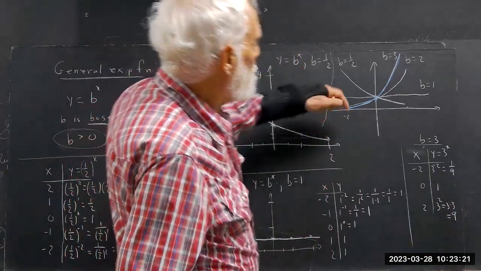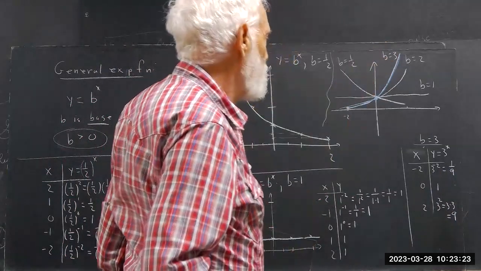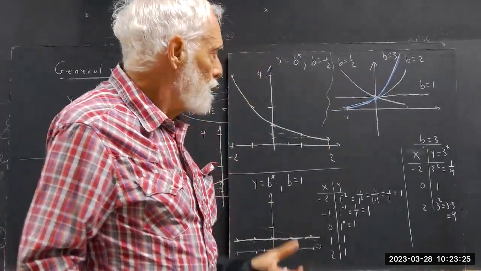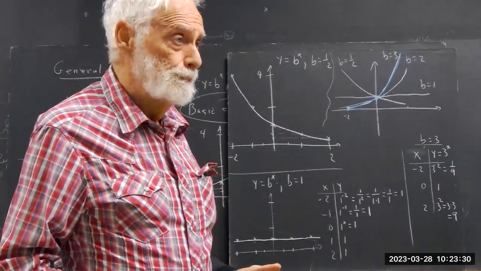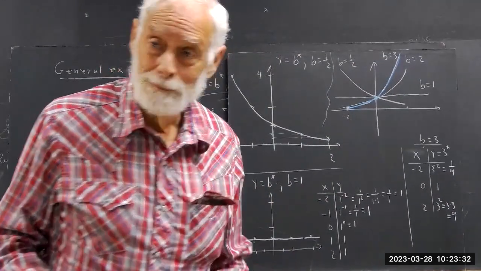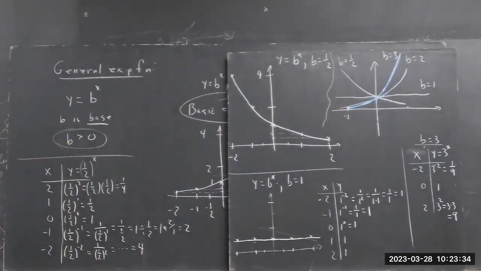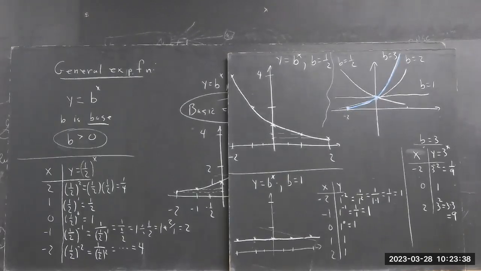Okay. So now you've got the b equals 3 graph. The question I want to ask now is, what's the b equals 1/3 graph going to look like? Anybody want to offer an opinion? Now, I would say first, look at the b equals 2 and the b equals 1/2 graph. How are they related?